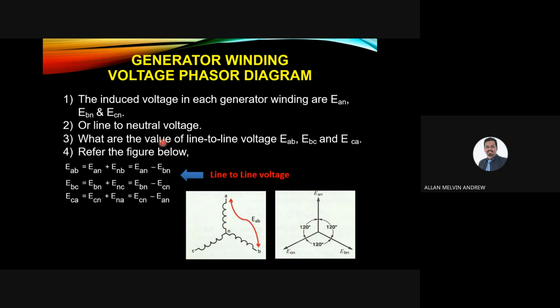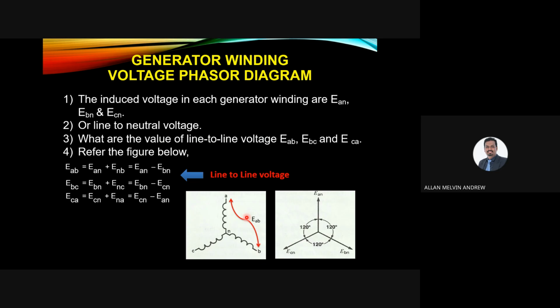Okay, and there's another value called line to line voltage. Line to line voltage is EAB, so no N in between. We call it line because we have three lines A, B, C. So line to line means AB, BC, CA. That is what we call line to line.